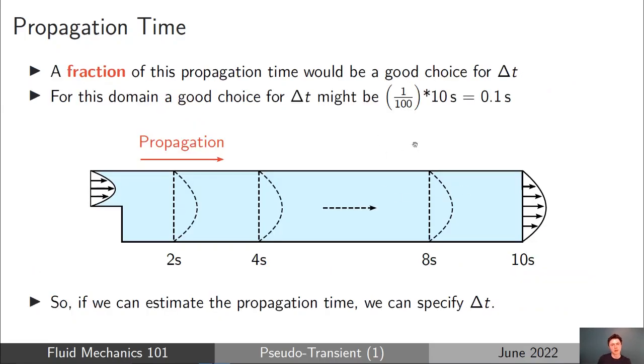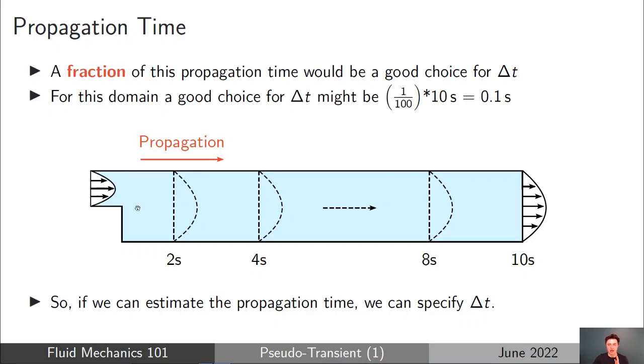And what we could use for the pseudo time step is, once we've got an idea of how long it takes the effect of the boundary to propagate, in this case all the way across the domain, we could take a fraction of this time, and that would be a good choice for the pseudo time step. So for this case, for example, if we took 1/100th of the 10 seconds it would take the effect of this boundary to propagate across the domain, then our pseudo time step size would be 0.1 seconds.